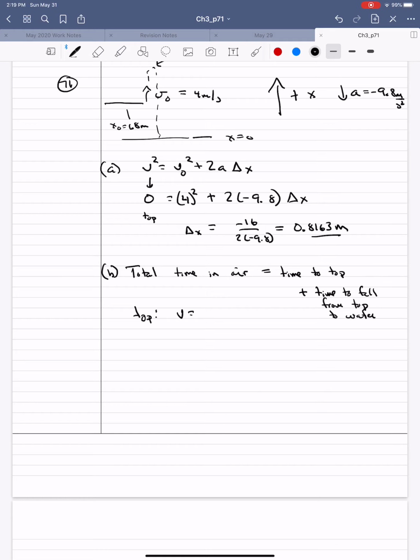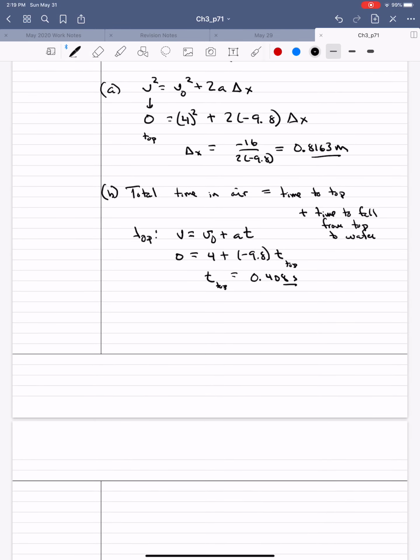So the time to the top, I'm going to use v is v0 plus at. So at the top, her speed is 0. She's leaving the board at a speed of 4. The acceleration is 9.8 with the minus sign times time. So the time to the top, if we put in those numbers, works out to be 0.408 seconds. And then once she's at the top, so here's the board, this is 1.8 meters. This distance here is 0.8163 meters. So she's here and she's going to fall down towards the water.